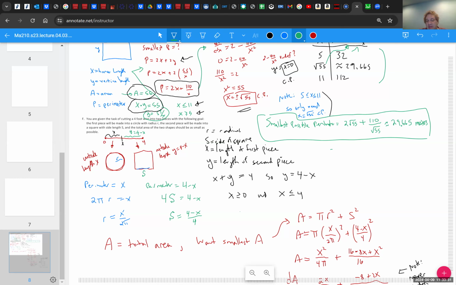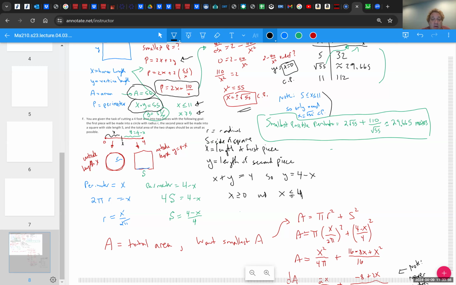We know that the sum is equal to 4, and we know that the second piece has got to be 4 minus x. Since these things add to 4, and because they're physical lengths, I know that they have to have a length of at least 0, we can't have a negative length. And since it adds up to 4, the maximum x can be is 4, since we're not allowing negative y values. So we have endpoints of 0 and 4.